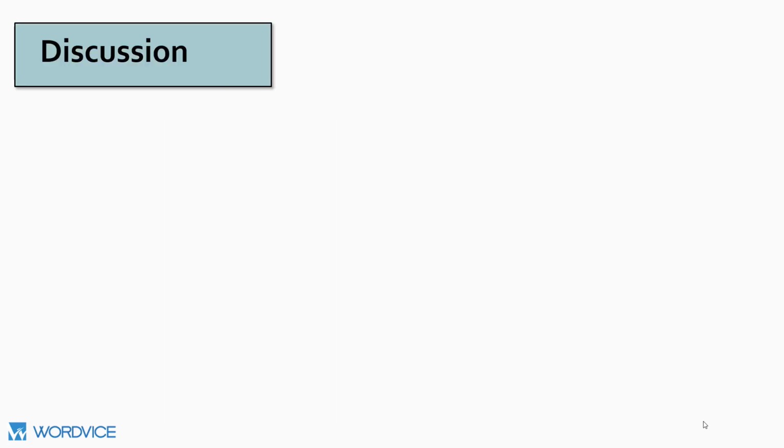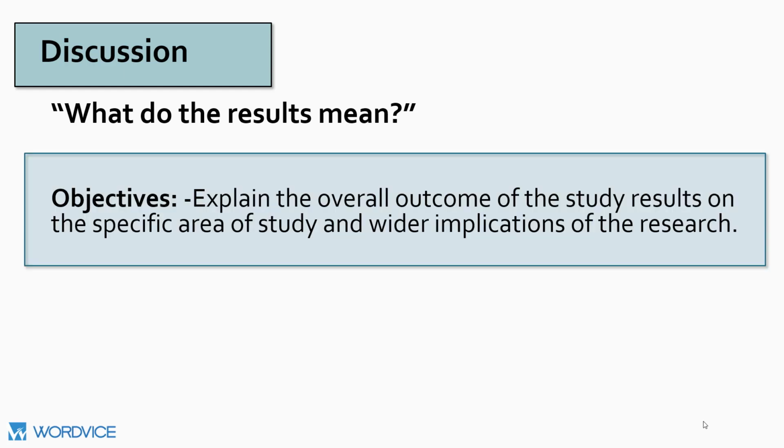The discussion section is the largest part of your research paper, and in it you will answer the broad question, what do the results mean? What exactly does this require you to do? Well, your main objective is to explain the overall outcome of the study results on the specific area of study and tell about the wider implications of the research.